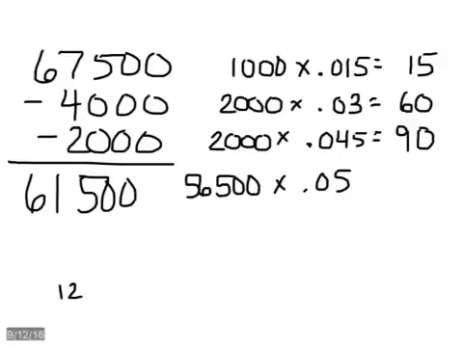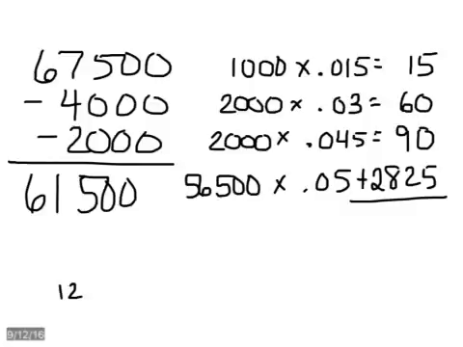Okay? So, what's $56,500 times 0.05? Say it again, Francis. 2825. And it comes out evenly? No decimal? Okay. So then I add all those numbers together.